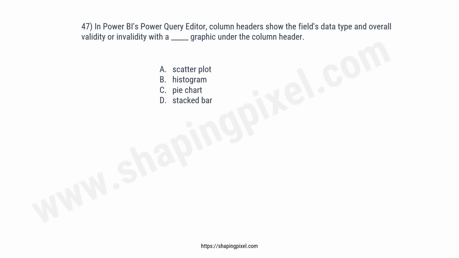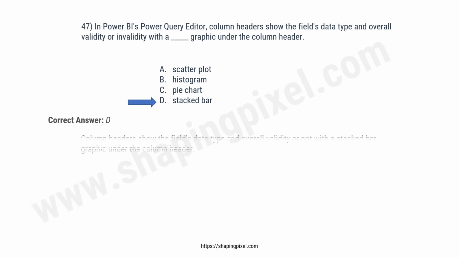Question number 47. In Power BI's Power Query Editor, column headers show the field's data type and overall validity or invalidity within a graphic under the column header. So we have four options: scatterplot, histogram, pie chart, stacked bar. So the right answer here is option D, stacked bar. So column headers show the field's data type and overall validity, but not with a stacked bar graphic under the column header.